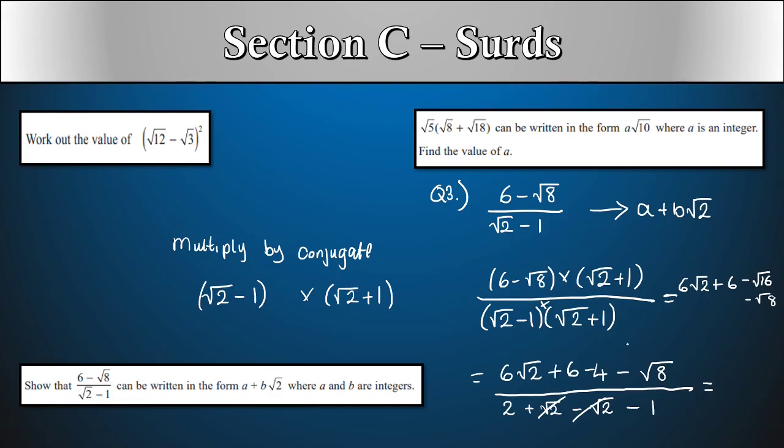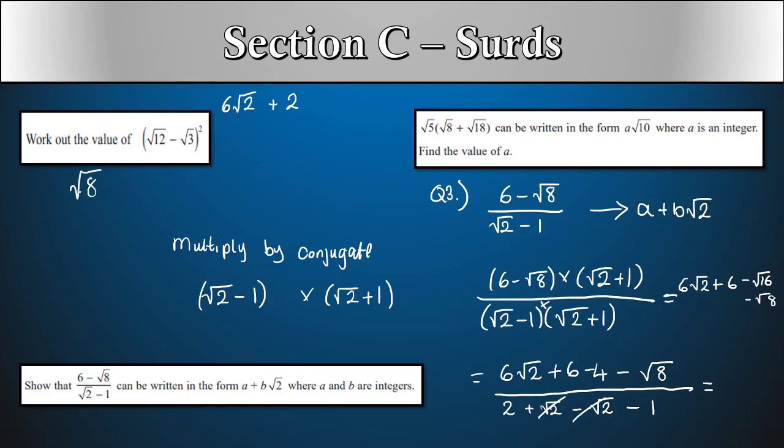So what I've actually got now, if we do it right at the top, I'm running out of room for this one, it's quite a long one. 6 root 2. 6 minus 4 is 2. And we've got this minus root 8. We just need to simplify that root 8.